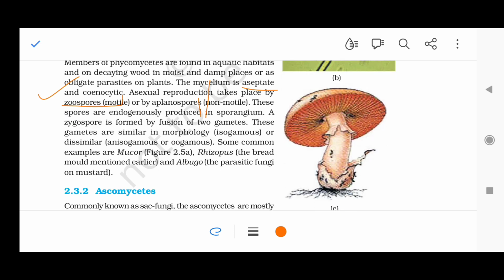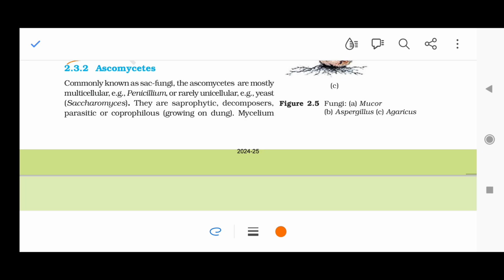Asexual reproduction takes place by zoospores if they are motile, or by aplanospores if they are non-motile. These spores are endogenously produced in sporangium. A zygospore is formed by fusion of two gametes. If these gametes are similar in morphology, they are called isogamous, or if they are dissimilar, then they are anisogamous or oogamous. Some common examples are Mucor, Rhizopus, which is also called the bread mold, and Albugo, that is the parasitic fungi on mustard.